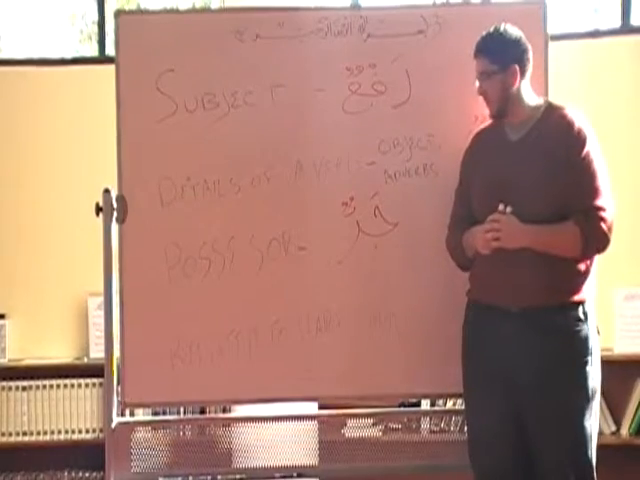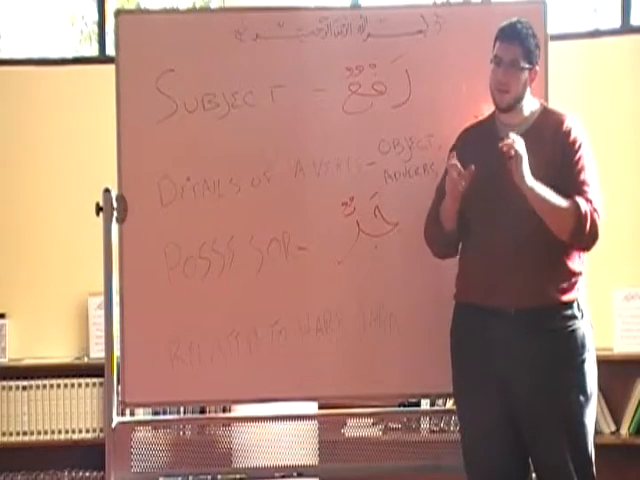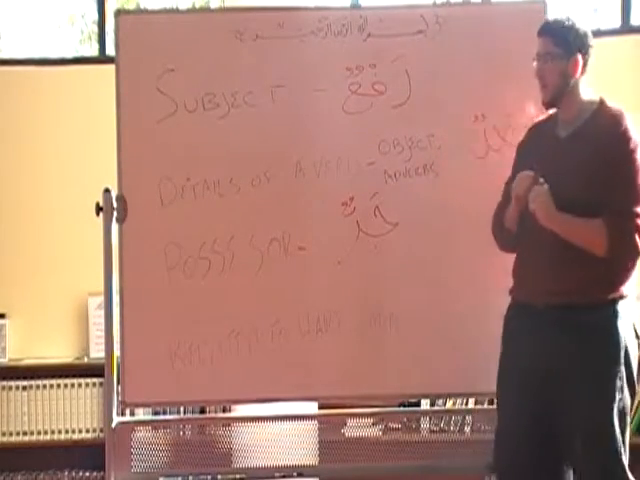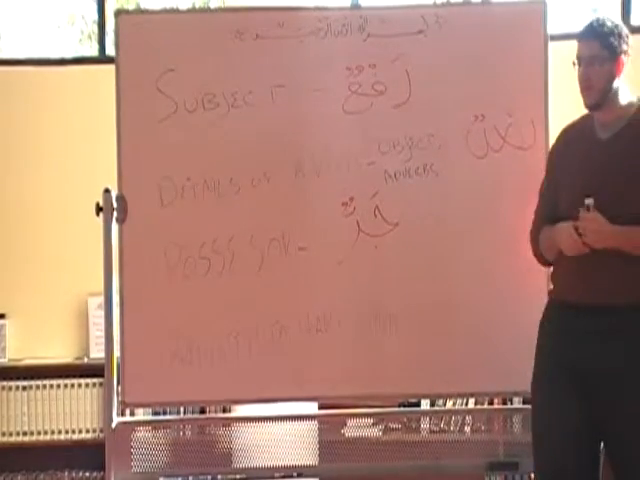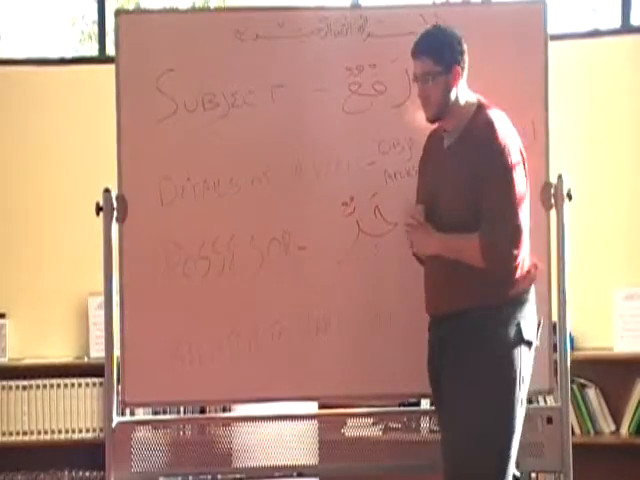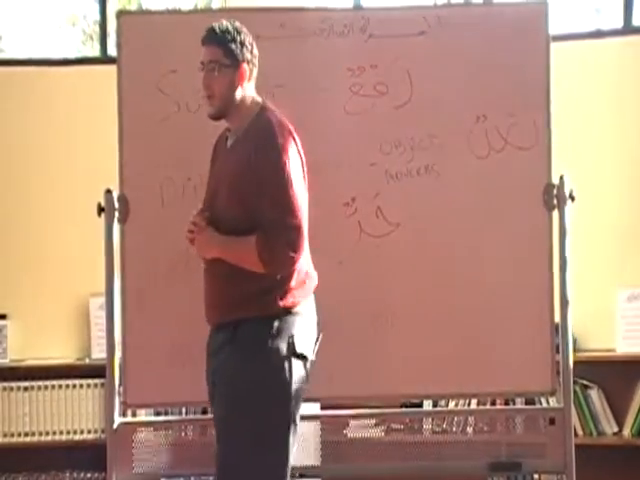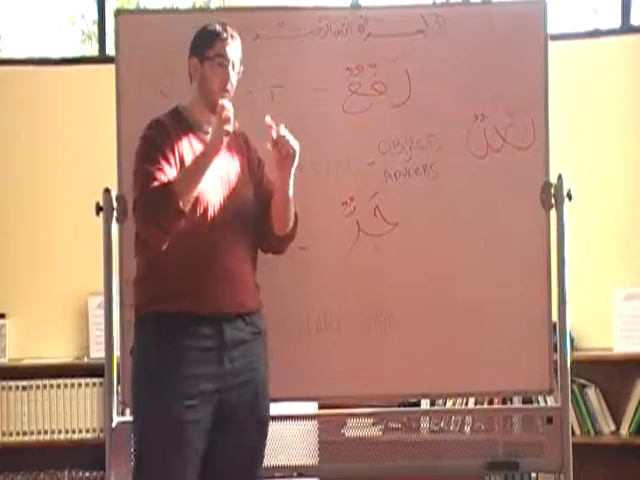Kitabullahi is in the state of jar. Allahi, because it's the possessor of this construct, is in the state of jar. And now the last one is related to huruf al-jar, which we did not have the chance to study in the review session. But huruf al-jar are huruf, they're a harf.